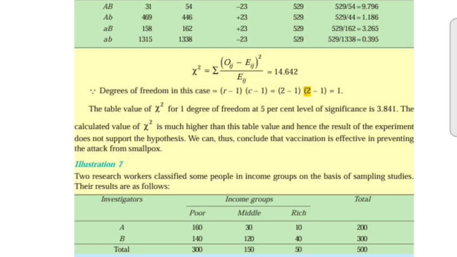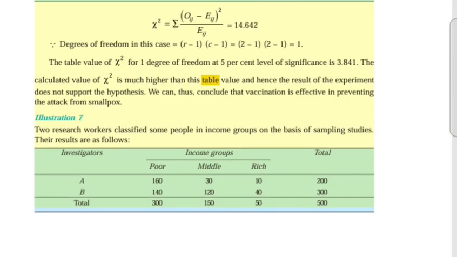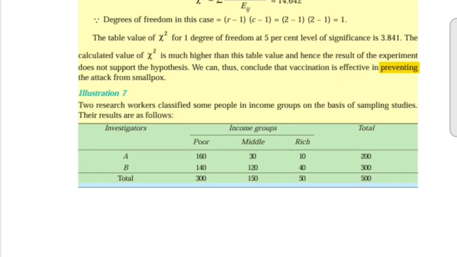The table value of chi2 for 1 degree of freedom at 5% level of significance is 3.841. The calculated value of chi2 is much higher than this table value and hence the result of the experiment does not support the hypothesis. We can, thus, conclude that vaccination is effective in preventing the attack from smallpox.